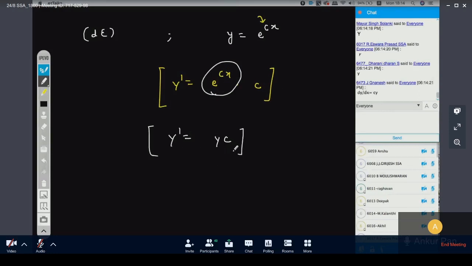Ganesh, beta, instead of c, can I also write log y by this one? If I take log on both sides, I get log y is equal to cx log e, which is 1. So instead of c, I can also say y dash is equal to y into log y by x. Can I write it here, so that it looks beautiful? That's it.